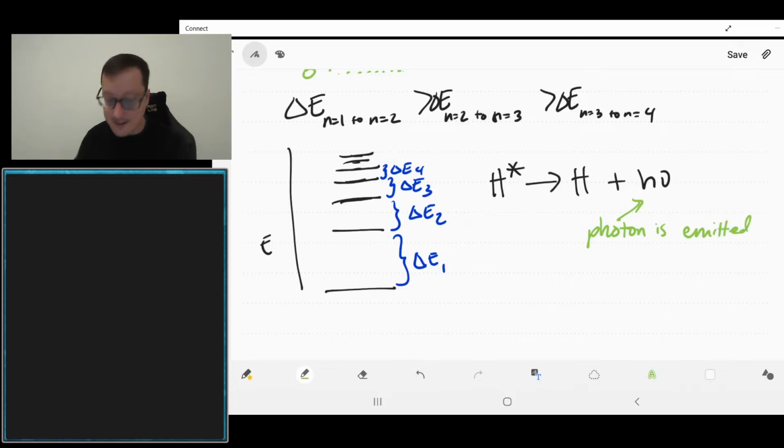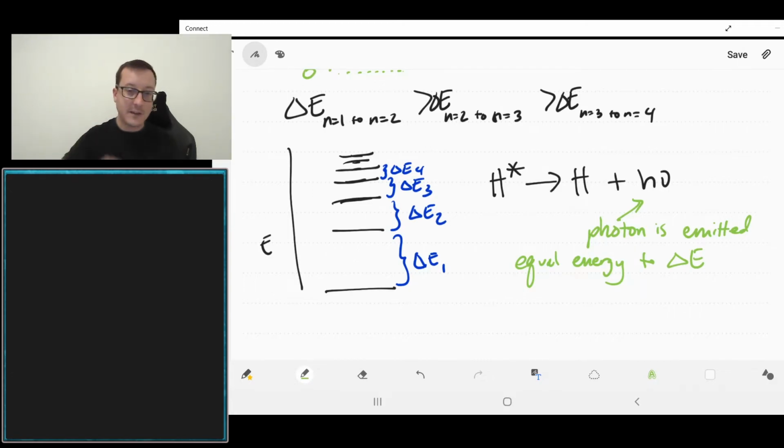And again, this has exactly equal energy to one of these delta E's, whichever one it happened to be. If this was an electron moving from n equals 2 to n equals 3, it would have a specific energy. If it was n equals 1 to n equals 2, that's a specific energy. N equals 1 to n equals 3, that's another one. So we have all sorts of different options here.